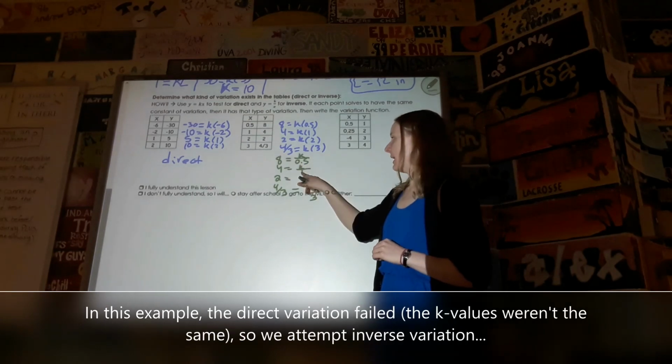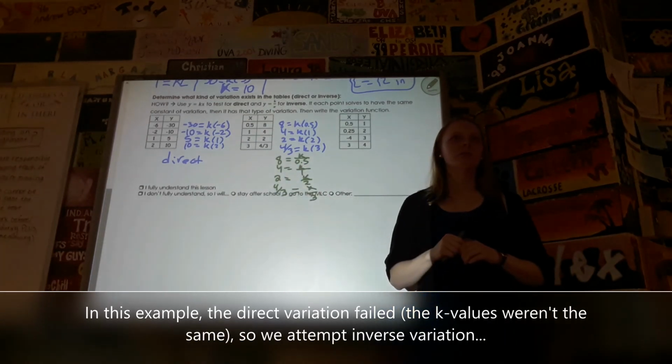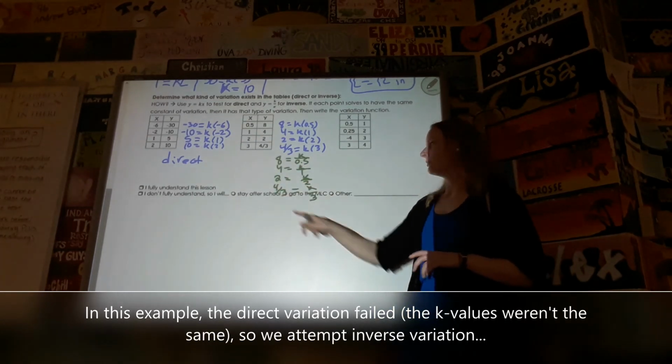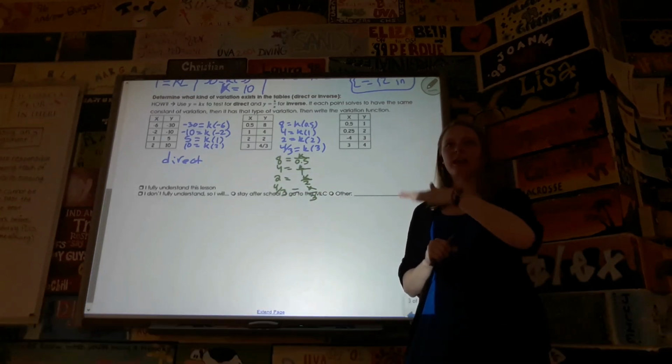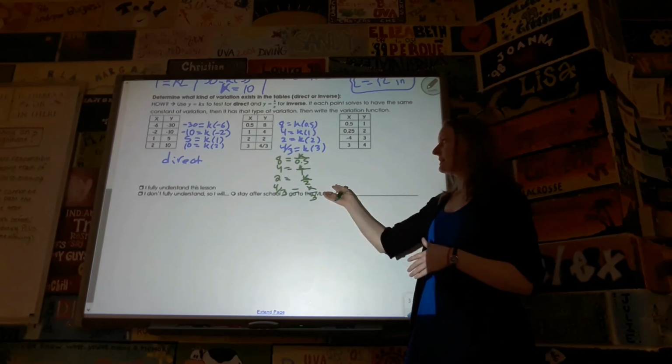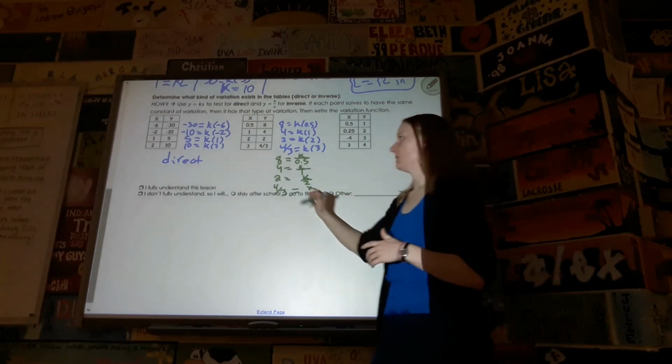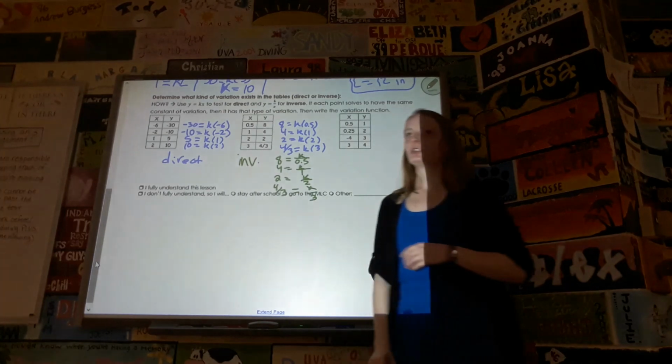Four. Okay, then solve for k here. What's 4 times 1? 4. 2 times 2? 4. 1 third times 3? Wait, 4 thirds times 3? 4. So did the inverse structure give me the same k value? So what does that indicate about this? Inverse. So this one would have inverse variation.